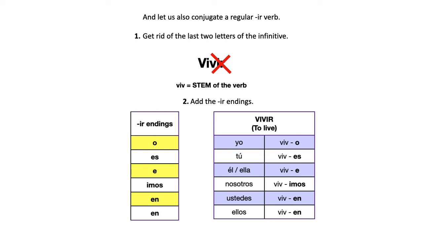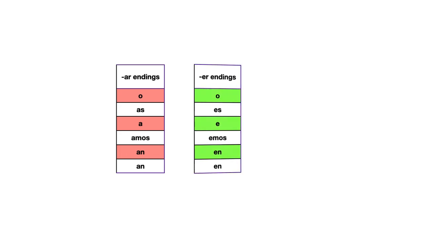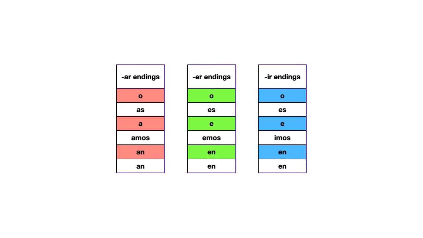If you compare these endings to the er endings, the one we did just before, you will see that they're exactly the same, except for one, the nosotros ending, which changes an E for an I. Other than that, they're exactly the same as the er endings. So let's look at the endings for each of these groups of verbs together, if you will.